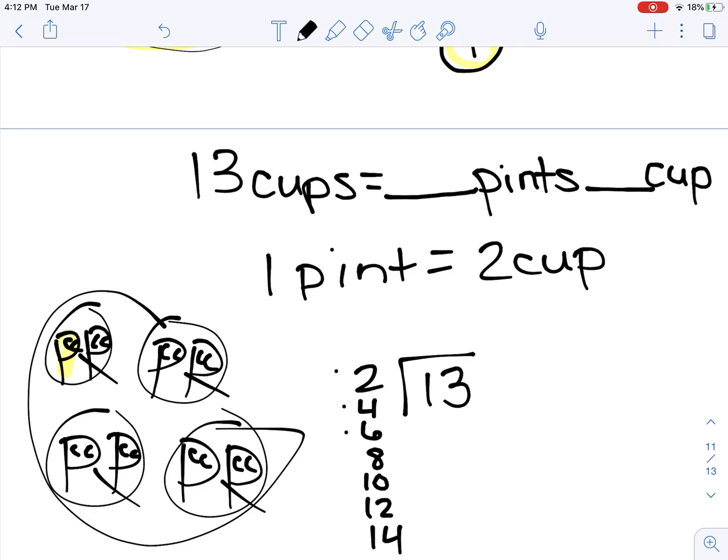And I notice I can get 1, 2, 3, 4, 5, 6, which 6 times 2 is 12. So that means I have 1 left over. So this tells me I can get 6 whole pints. And again, that remainder is going to be the extra cups I have after I make my pints, which is 1. So hopefully that helps. That's what I noticed in yesterday's independent practice. When you have those remainders, that's what that means.